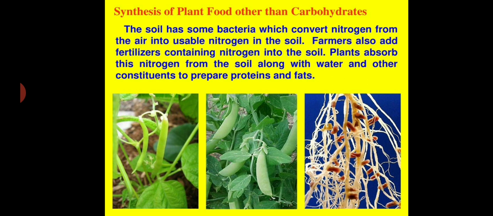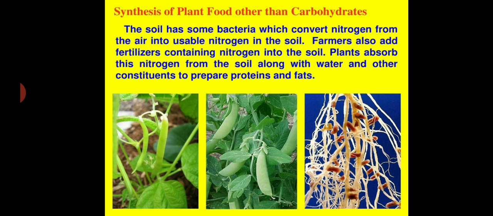So now let us discuss the synthesis of plant food other than carbohydrates. Carbohydrates are made up of three elements: carbon, hydrogen and oxygen. These three elements including nitrogen are useful in synthesis of food such as proteins and fats.